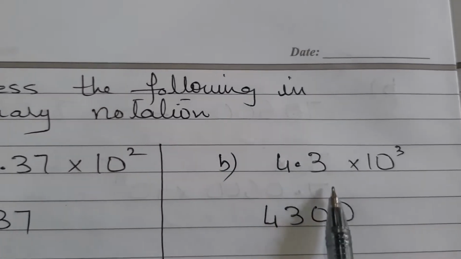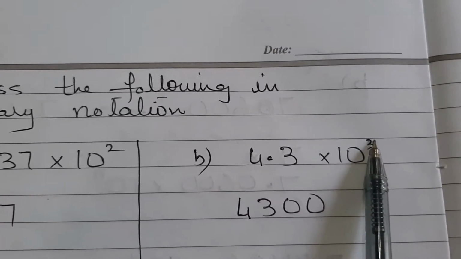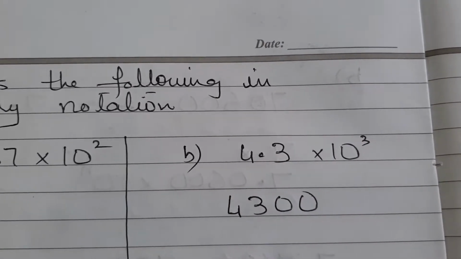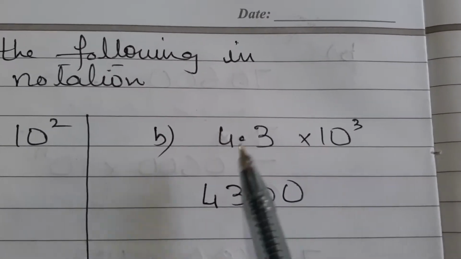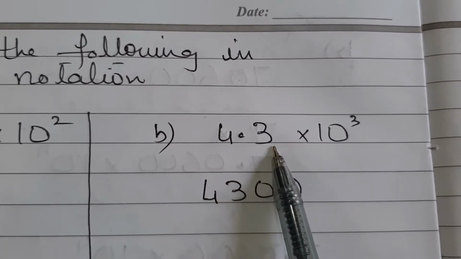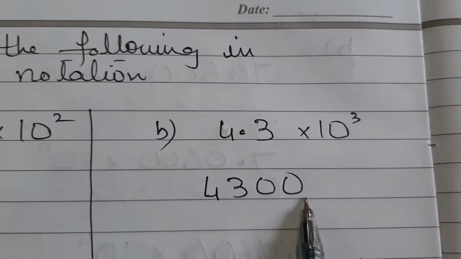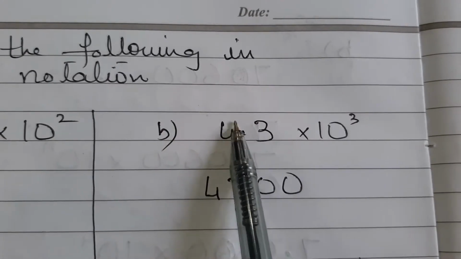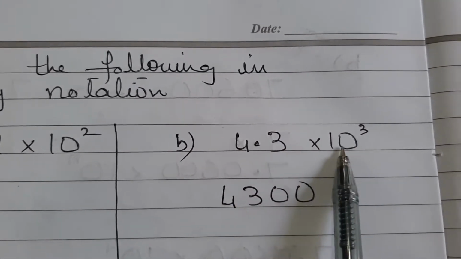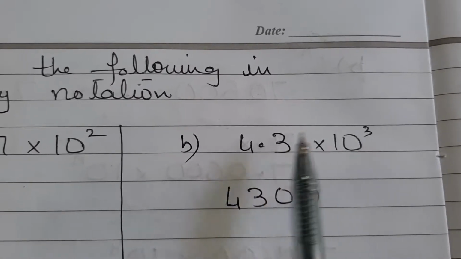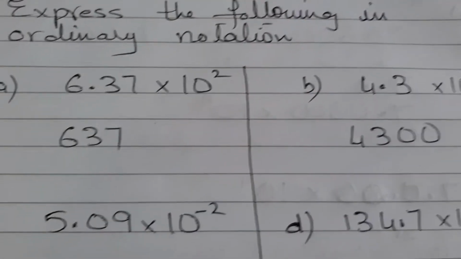Let's see here. It is 4.3 into 10 to the power 3, positive integer. So when 4.3 will be multiplied by 10 to the power 3, this will jump 3 places to the right. So 4300, and the decimal is here. You understand? So what we have seen here, very important thing: when a number is multiplied by 10 to the power of a positive integer, the decimal on this number jumps right.